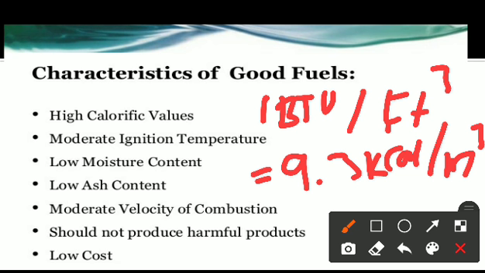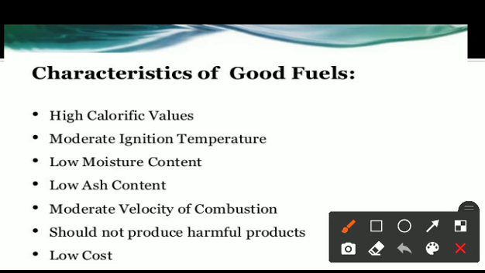Next is moderate ignition temperature. The temperature at which a solid, liquid or gaseous fuel catches fire and continues to burn without further heat is called ignition temperature.